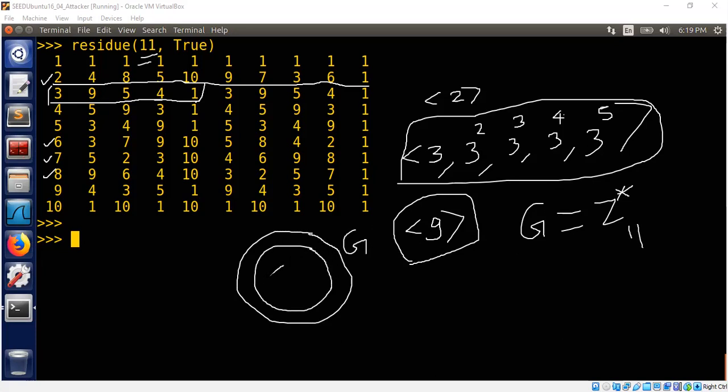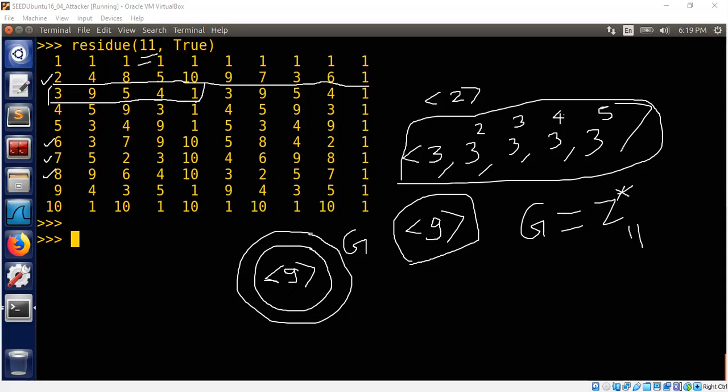Okay, sometimes the generator generates the entire group. Sometimes it's only a subgroup. Usually when people say generator, it generates the entire group. But I just wanted you to be aware that this notation means you're considering g power 1, g power 2, all the way until g power i.